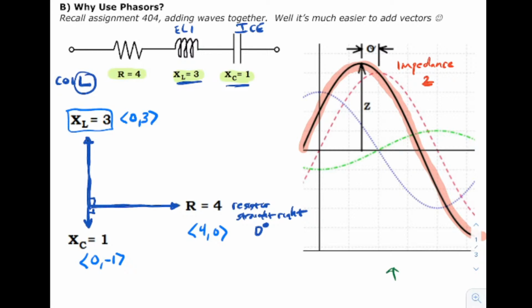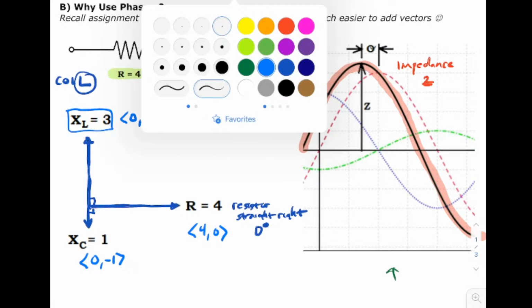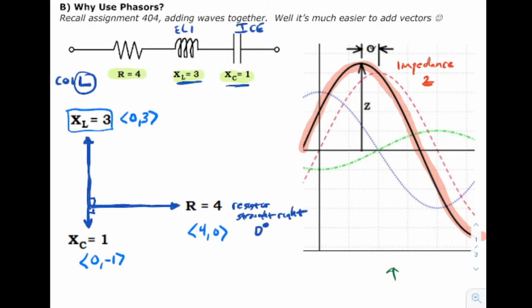Now when you add them up, and I'm going to use red to stand for my impedance vector, so Z is what you get when you add them all up. And if I add the x's, I get 0 plus 0 plus 4 is 4. And if I add the y's, I get 3 plus a -1 is 2 plus 0 is 2. My impedance vector is going to be 4, 2.